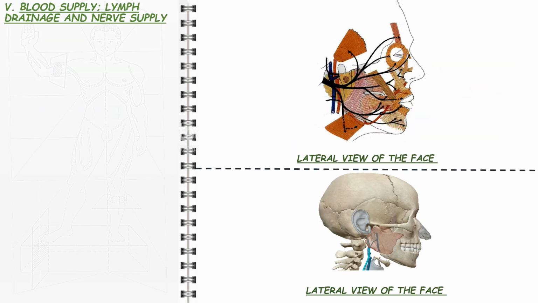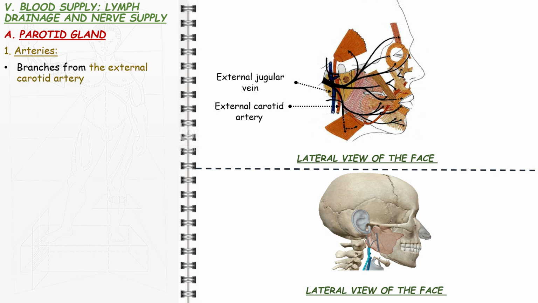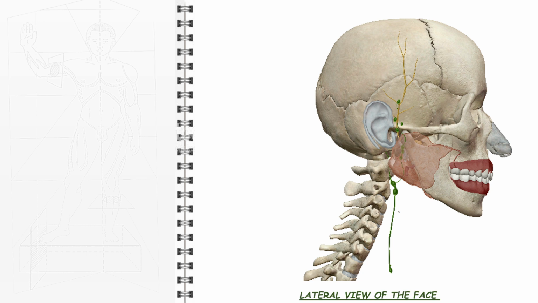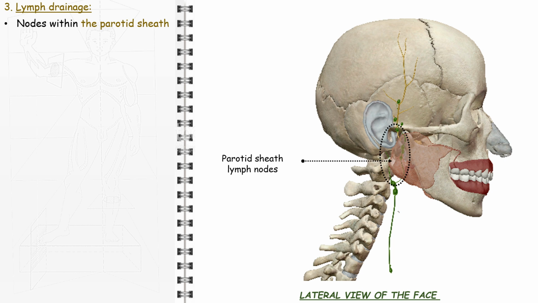The arterial supply of the parotid gland is held by branches from the external carotid artery. The venous flow is ensured by the retromandibular vein flowing into the external jugular vein. The lymph drainage of the parotid gland is ensured by nodes within the parotid sheath, thence with the external carotid artery to nodes of the upper group of deep cervical nodes.